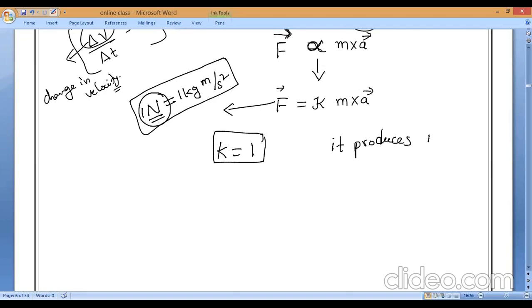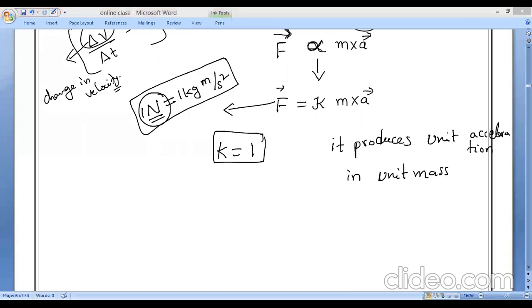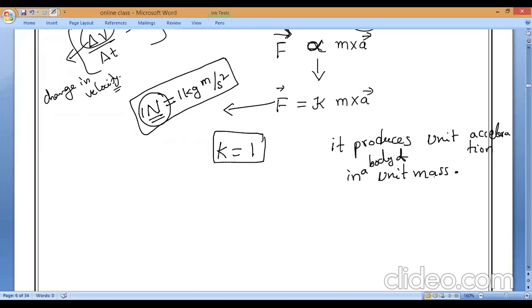It produces unit acceleration. What do you mean by unit acceleration? One meter per second square. Do you understand? Unit acceleration in unit mass. Unit mass means how many kgs? Unit acceleration in a body of unit mass means 1 kg.